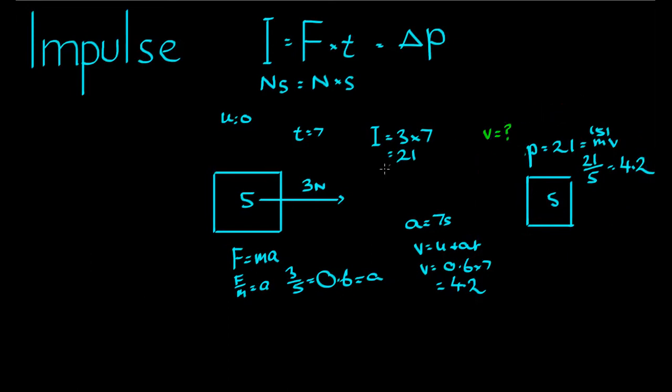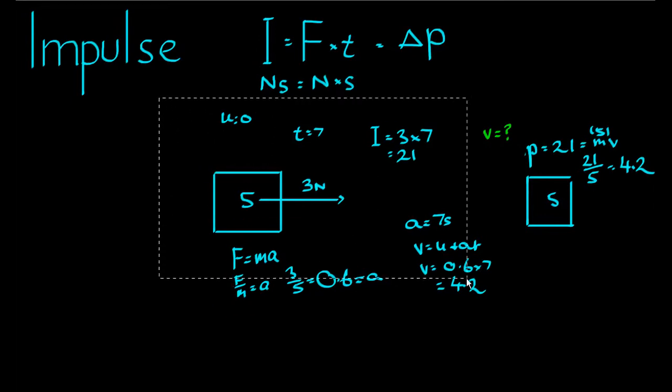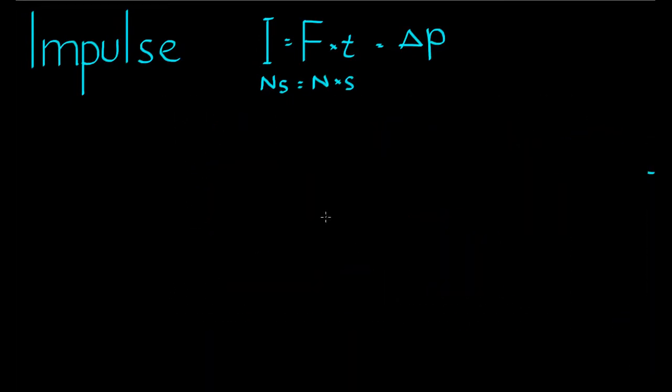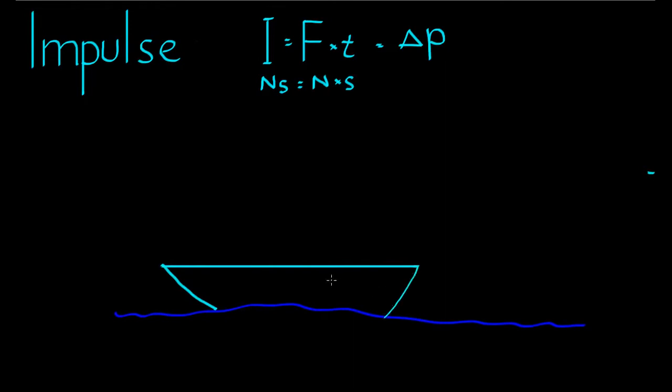Let's look at an impulse applied to a sailboat. So we have the ocean there, the sailboat here, and we'll say that there is a force of 2,000 newtons applied in that direction for a time of 10 seconds.